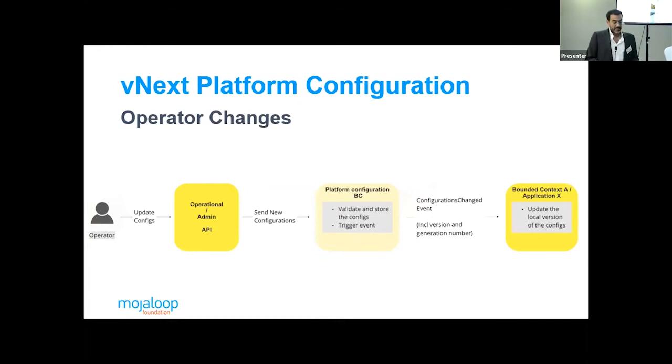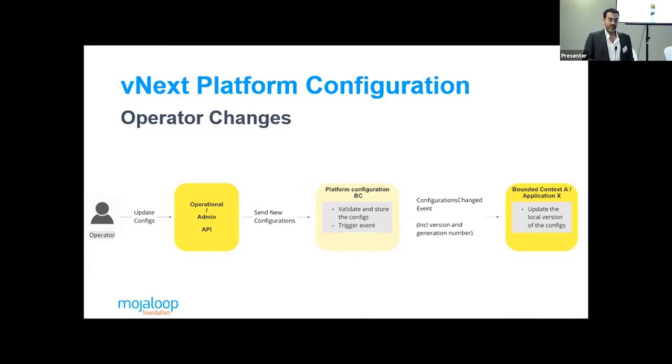So this is the other side of the coin. Now the operator, or someone that has access to it, has the opportunity to either directly through an API or through a nice UI, where those descriptions can be seen and understood, change a parameter. So that change is going to be triggering to be sent down to an API, and that API is going to call the platform configuration bounded context.